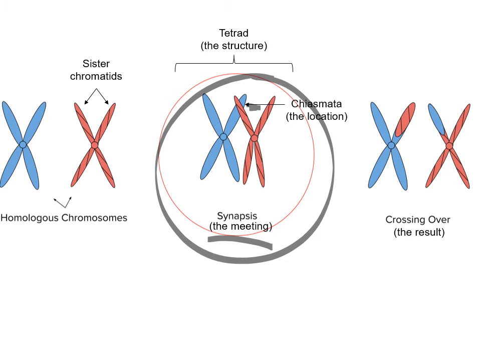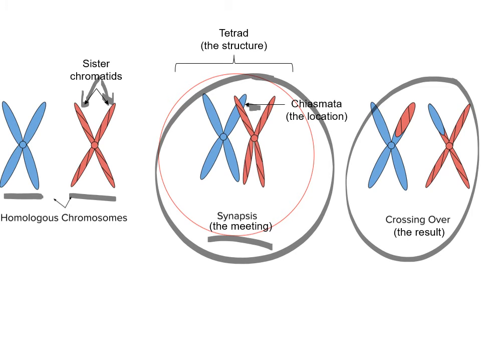Again, remember these two are homologous chromosomes. You have this one and that one with the same traits, different versions of it. Each chromosome is made up of sister chromatids after it's been replicated. And once it has happened, we can refer to that as the crossing over event having happened.